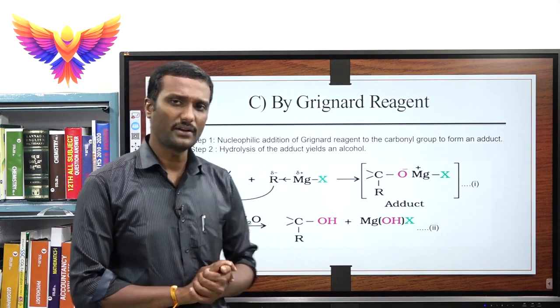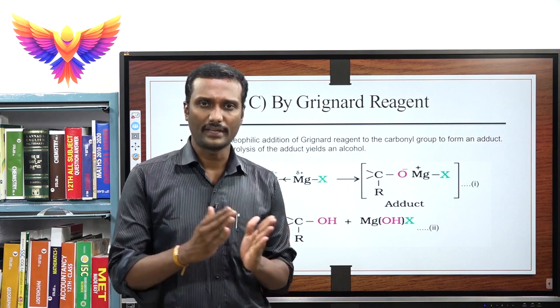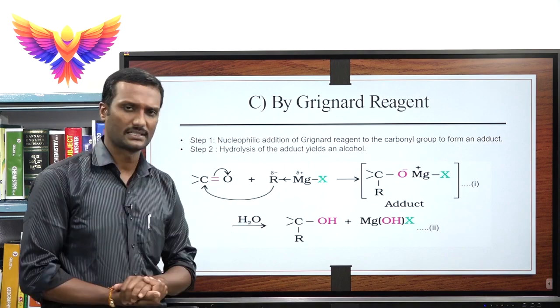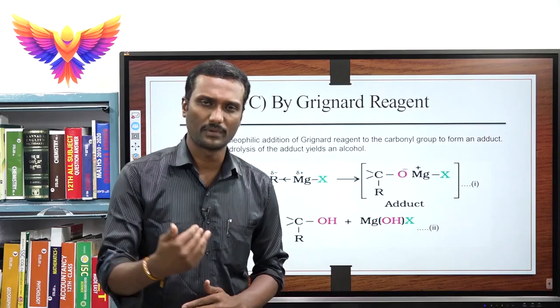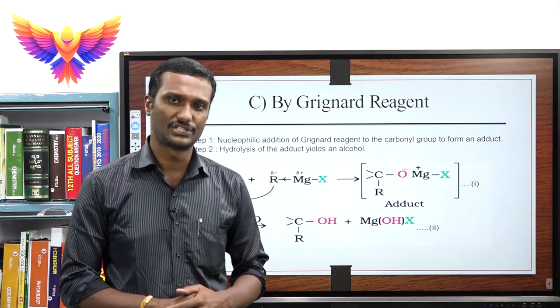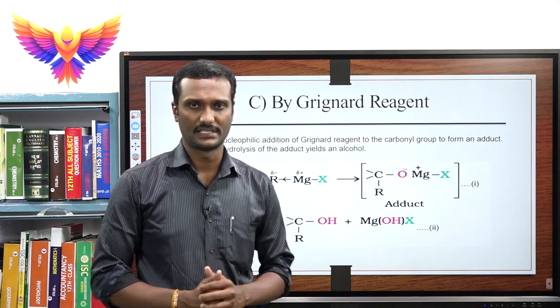Students, Grignard reagent is RMgX. R is called the alkyl group and MgX is a salt. In the first chapter, we learned how to prepare a Grignard reagent. The Grignard reagent formula is RMgX. When an alkyl halide reacts with magnesium in the presence of dry ether, we get RMgX.